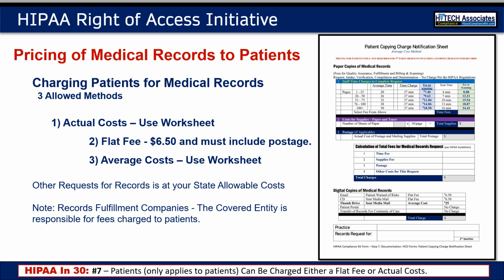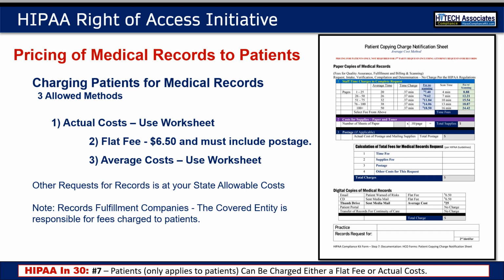The Access Initiative set out new pricing for your office to use when charging patients for medical records. Now, you are not required to charge, but if you do, you can charge in one of two ways. We can charge a flat fee up to $6.50. So for 2 pages, you might just charge $2. But again, as long as we don't go over $6.50, we're fine.